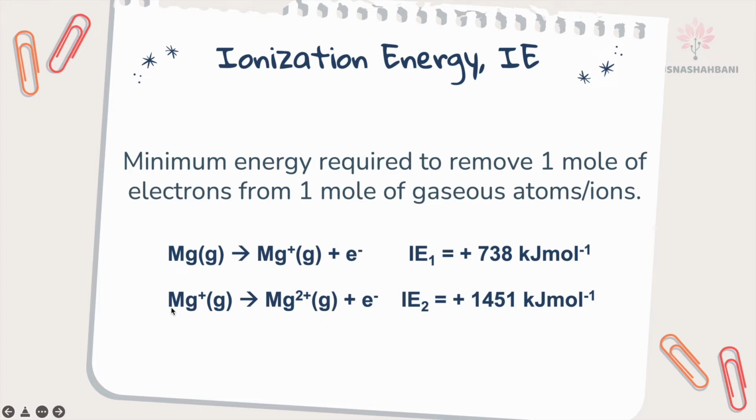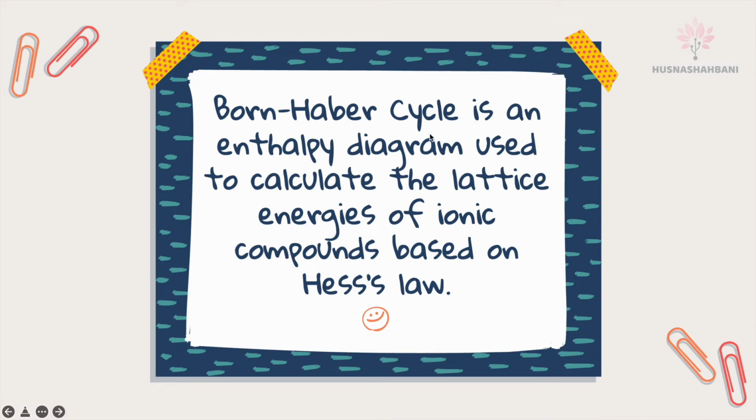Born-Haber cycle is an enthalpy diagram used to calculate the lattice energies of ionic compounds based on Hess's law. So we use Hess's law in the Born-Haber cycle. It's an enthalpy diagram we use to calculate the lattice energy of ionic compounds.